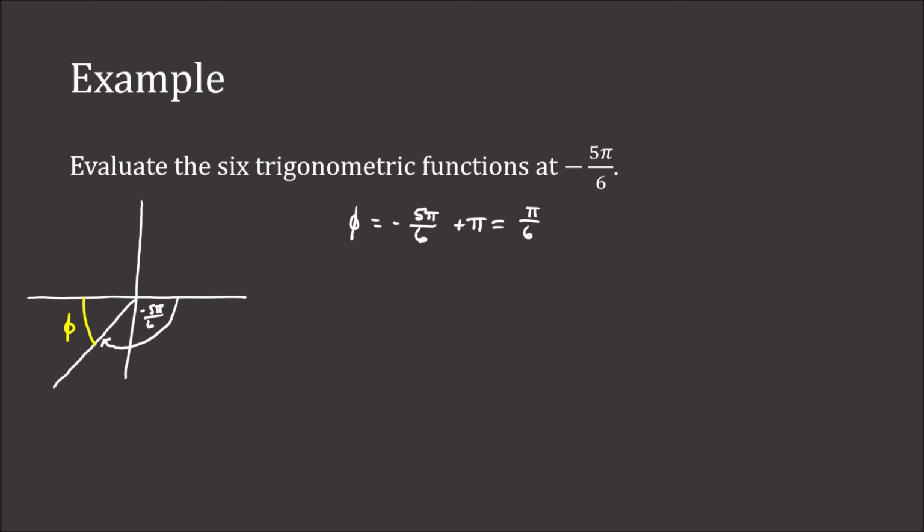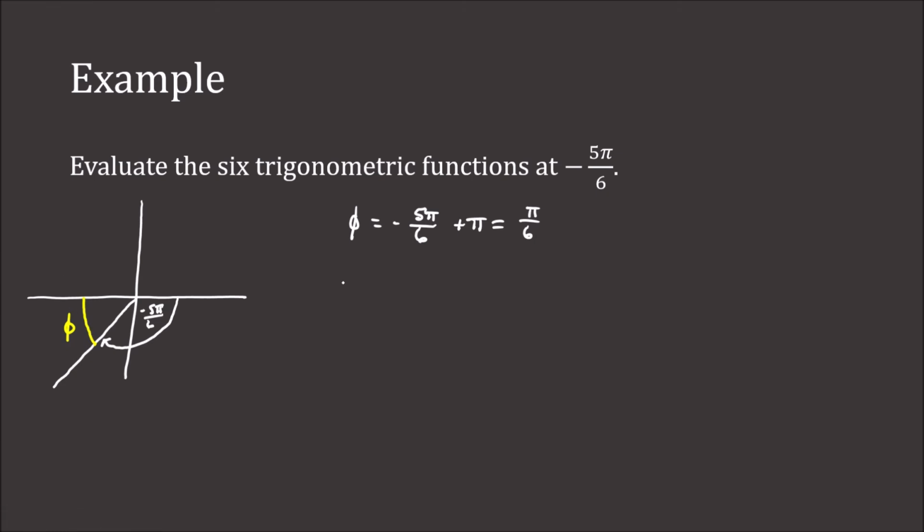Another way you could do it is to look at this angle here, so you have to add 2 pi first to get the coterminal angle to make it positive, and then it's quadrant 3, so you do that angle minus pi.